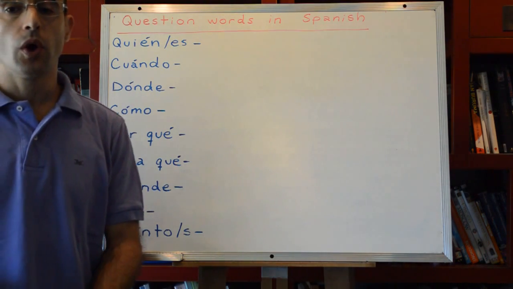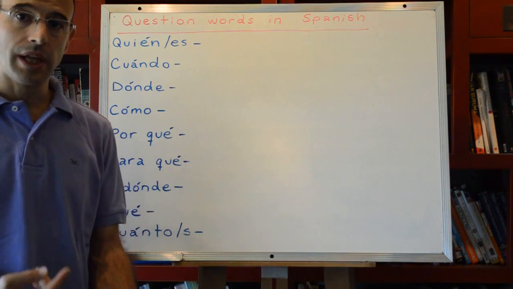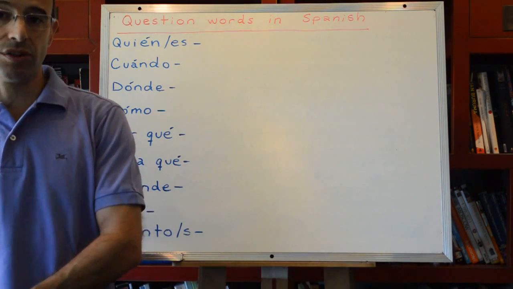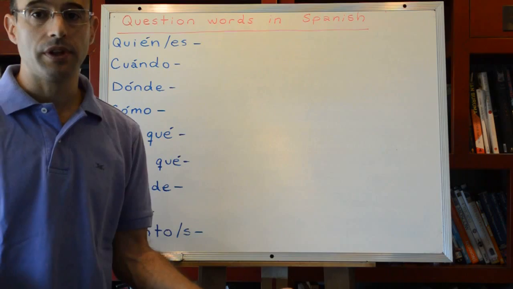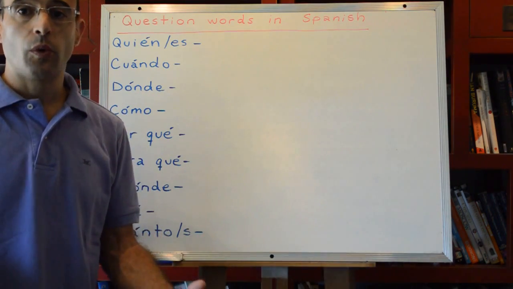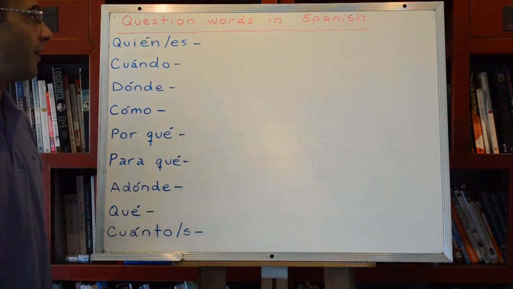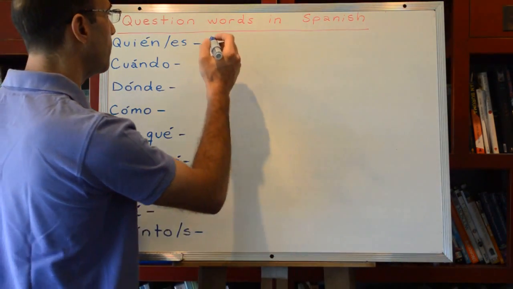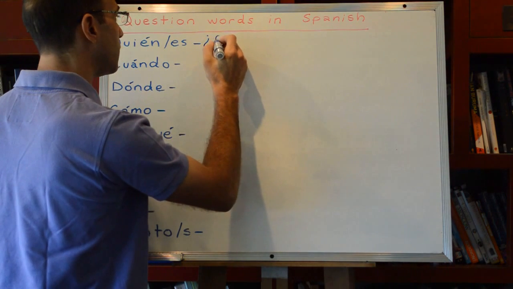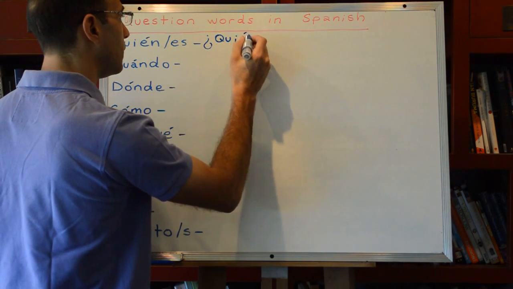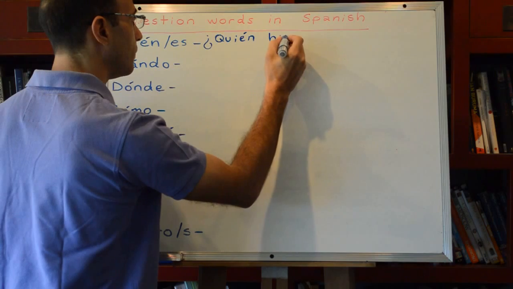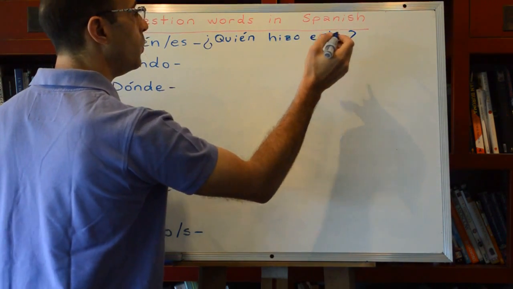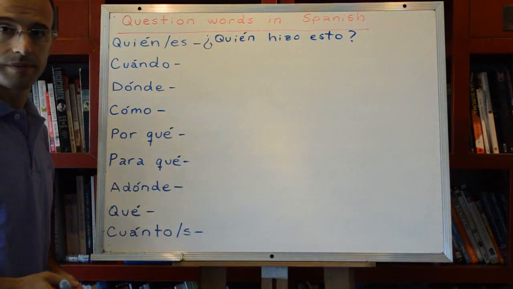So if we are asking who did this and we are implying one person, we would say ¿Quién hizo esto? Now, if we know many people did this and we are asking which people made this, we would ask ¿Quiénes hicieron esto? For example, ¿Quién hizo esto? Would be who did this, right? Or who made this, okay?